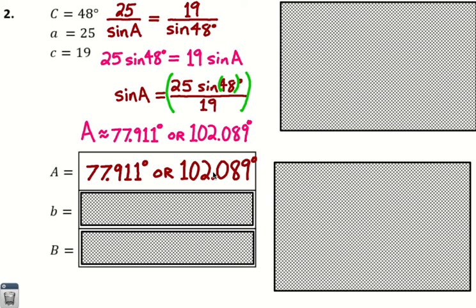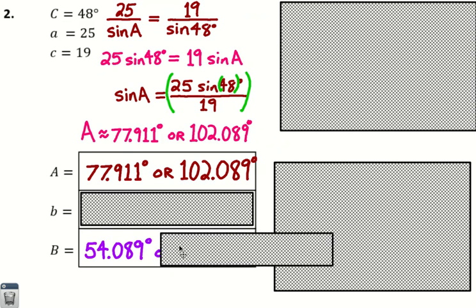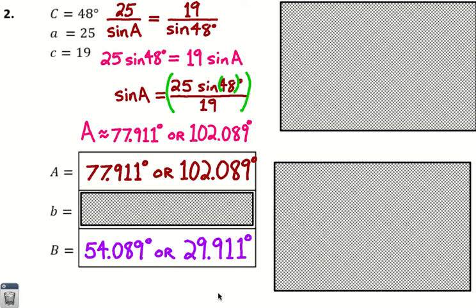Which leads to, next, you would find the third angle. So in one triangle, if this is angle C and this is angle A, then angle B, the third angle, is like the rest of the 180 degrees. So you would just subtract this and this from 180 to get that. But if you chose this instead, you would have 48 degrees, 102.089 degrees, and when you subtract those two from 180, you get that. So those are my two possible angle B's.